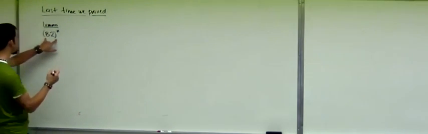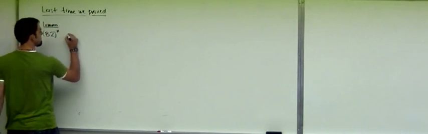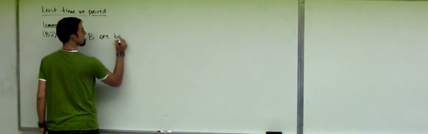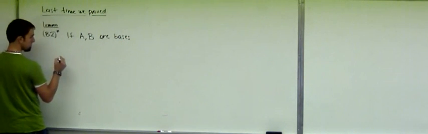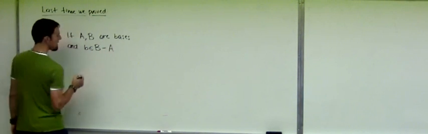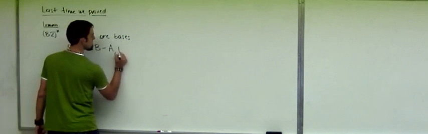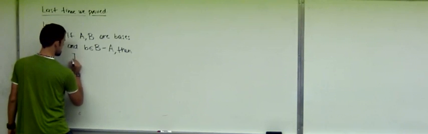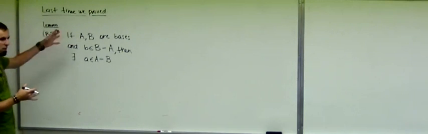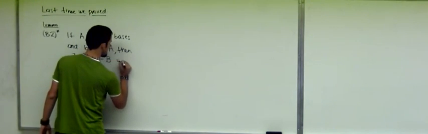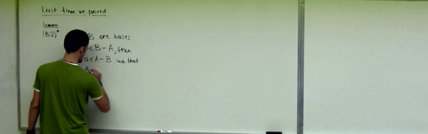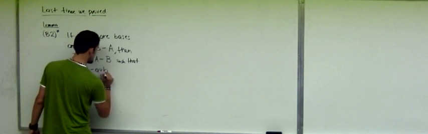Okay, so lemma, we called it B2 star. It says if A and B are bases of a matroid, and you have an element b which is in basis B but not in basis A, then you can find an element little a that you can swap it with in A, such that A minus a plus b is a basis.